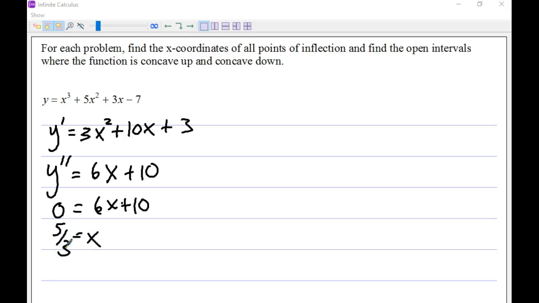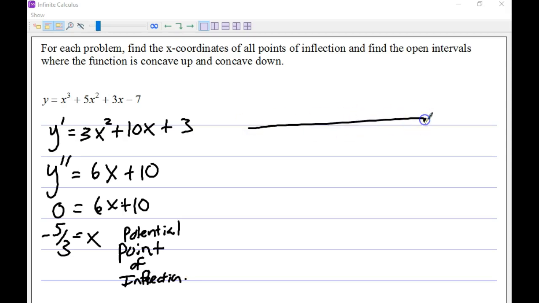So that's a potential, notice I said a potential point of inflection. It's only a point of inflection if what happens there? That's right, the concavity changes. So let's test it to see if it is. Negative 5/3 is about negative 1 2/3.